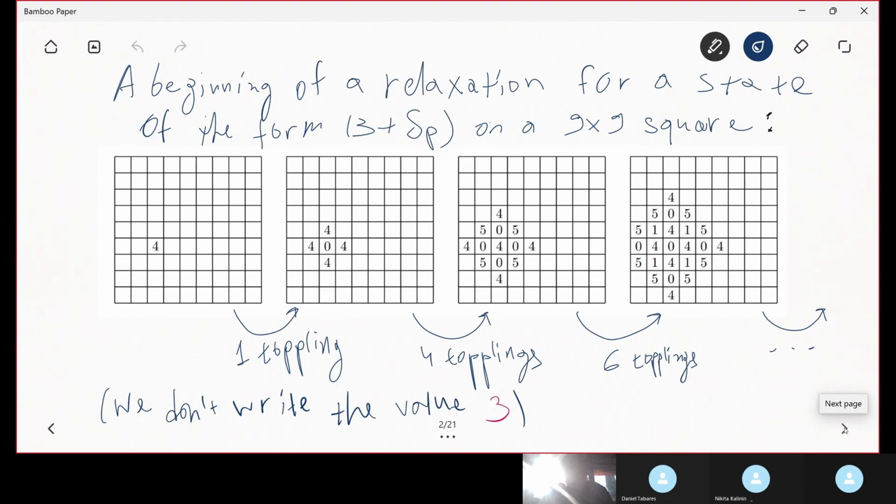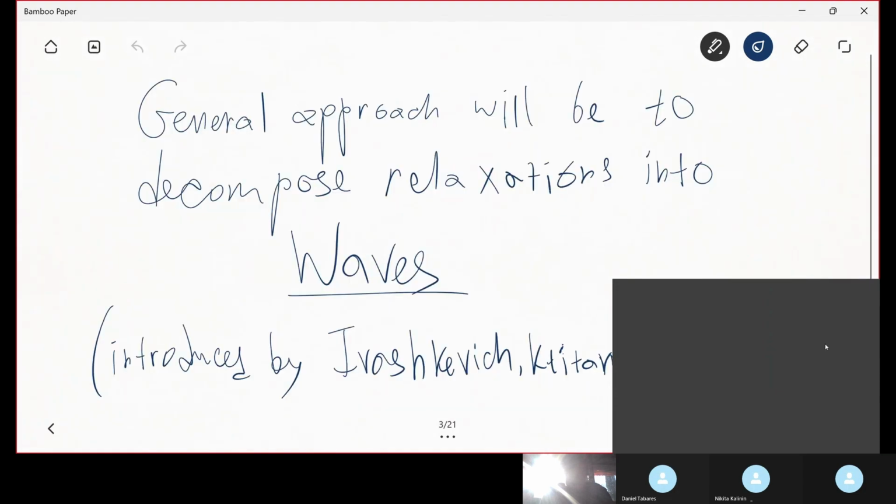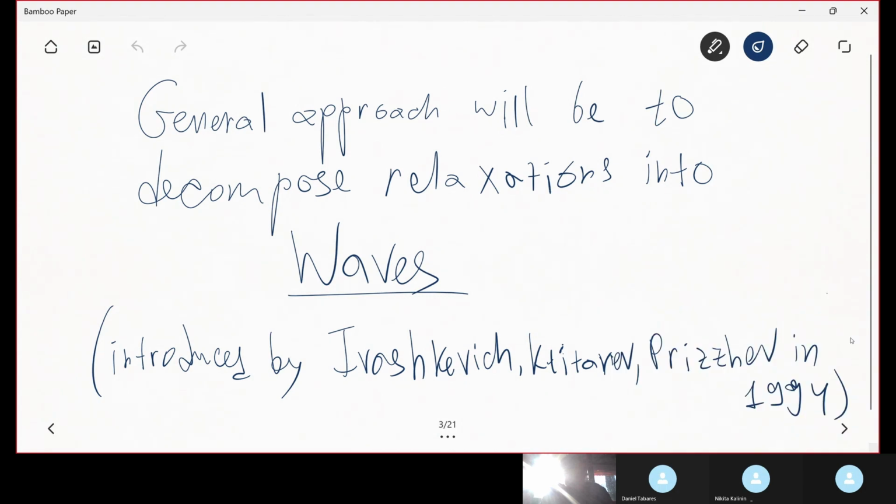And in general, we are interested in solving what is the result of the relaxation for this kind of situation, where you have a board with almost everywhere all three, except for a few points, maybe one, maybe two, maybe some number n, where you have four. So this is the setup of the problem. And the general strategy for attempting this relaxation, solving this relaxation, is through decomposing it into waves.